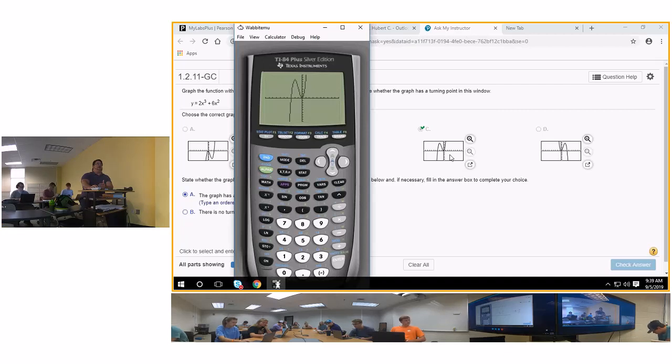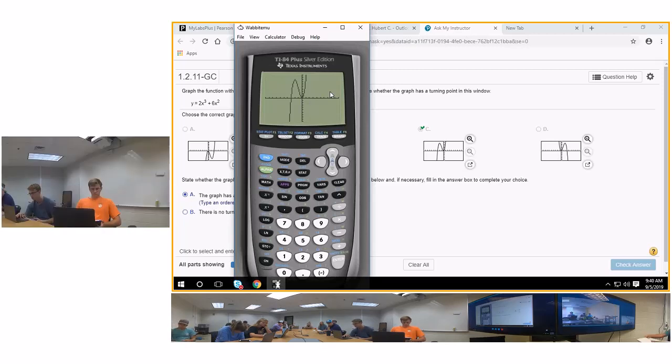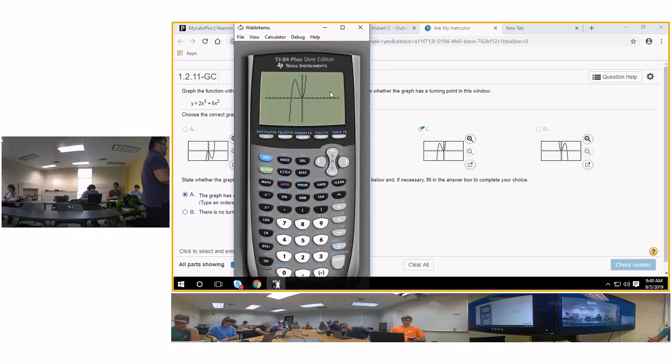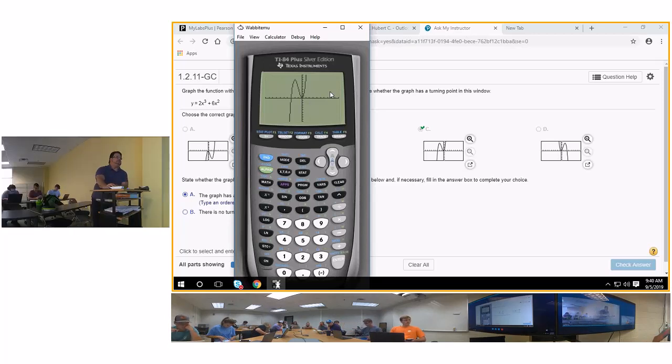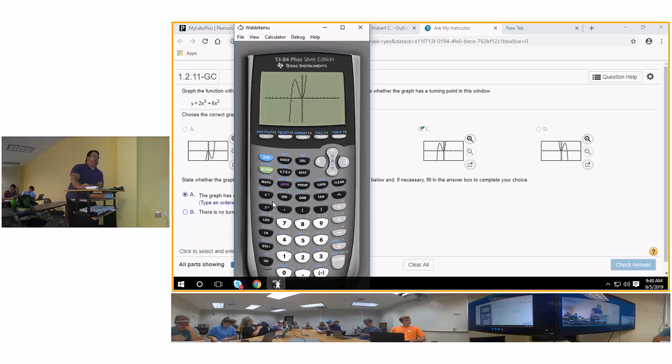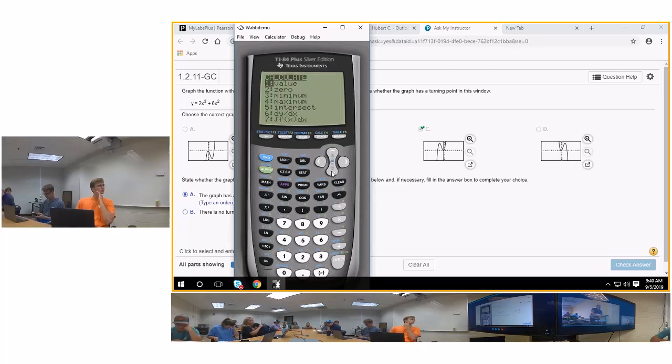Well, what if you want to find the local min and the local max? For those of you that don't know how to use your calculator, it's second trace. Second trace. And then you can find the local min and the local max. So here we go. Second trace. Now I want to find the max.